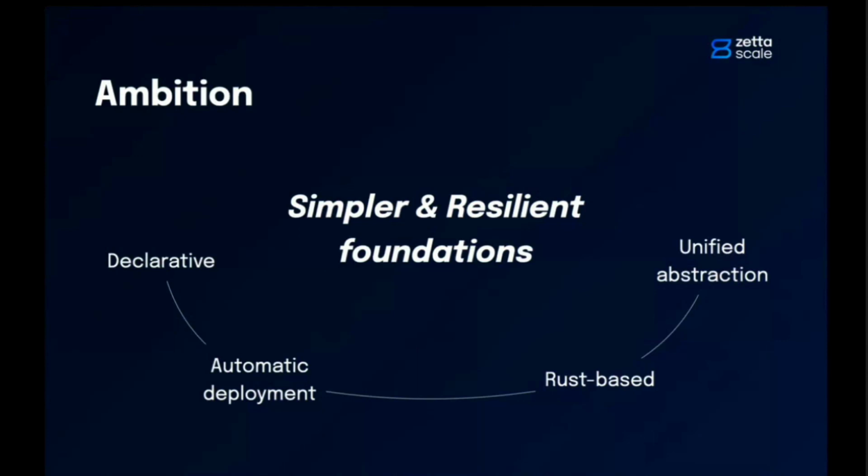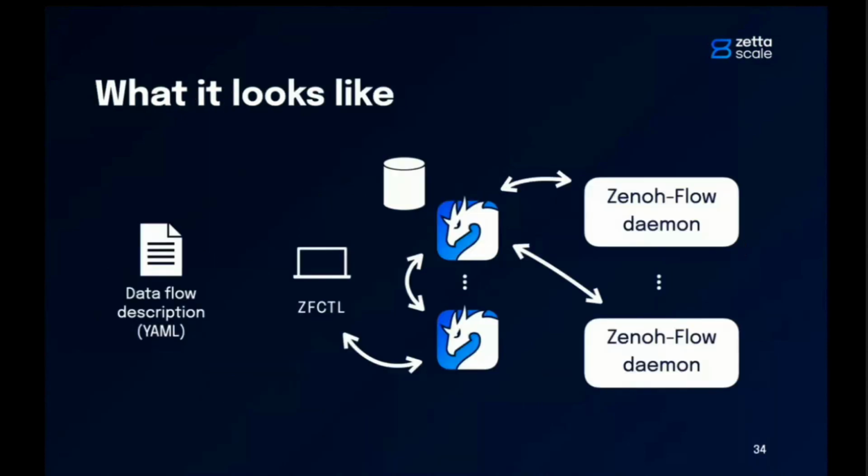So what does it look like for now? On the left, you have a data flow description. For now, it's YAML, but this is the contract. This is how you tell us how your application is composed. Then we have ZFCTL, our command line tool. With this, you interact with Zenoh and, for instance, the storages to do queries. And these, through Zenoh, interact with the daemon. So you have your computer, you interact with the daemon, and you tell it, okay, deploy my contract. I will not go into much detail. I just want to show you an example that we've been working on.